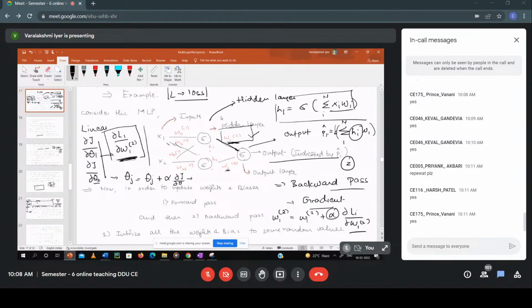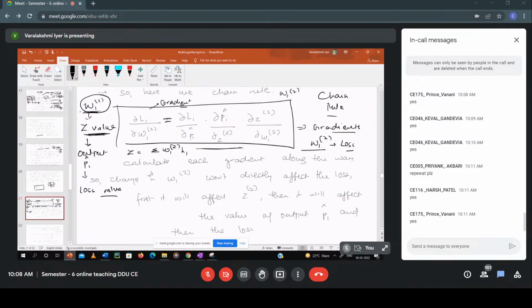If you recall, in the case of linear regression, the Z value was theta transpose X. In the case of logistic regression, theta transpose X was the connection. But since we have only one connection here to the output from this particular neuron, the Z value will be W12 into H1. After the Z value, what will it impact? Your output value. The output will be pi hat, which is actually sigmoid of Z. Sigmoid of Z is your output value, which will be impacted with the help of W12.